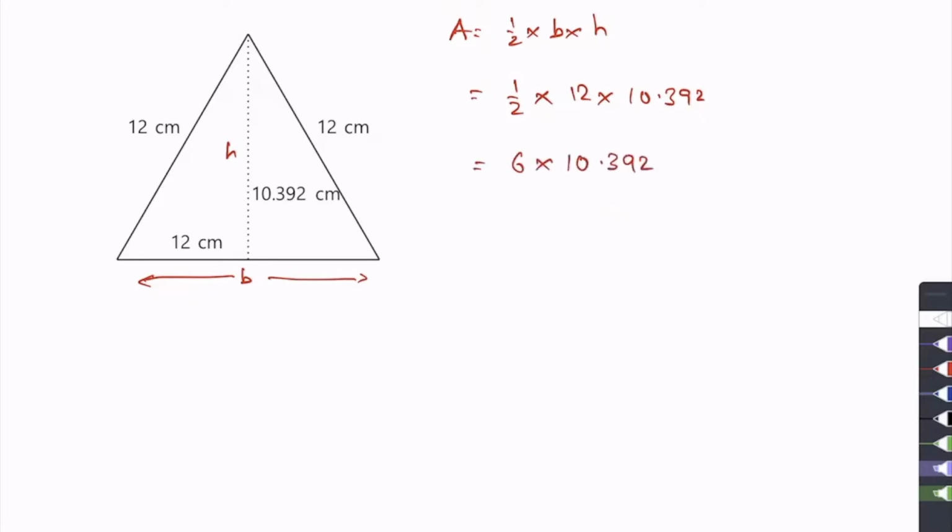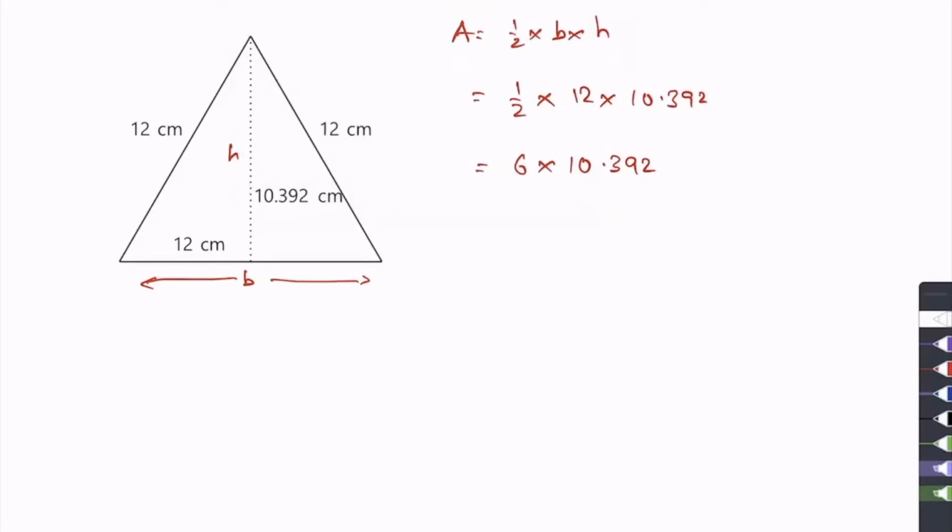10.392. Now we need to work out that decimal multiplication. Now, if you're on a calculator paper, yeah, you can go ahead and use a calculator. But if you have to do that using column multiplication, we need to be aware how to work with decimals in a column multiplication setting. So let's have a look at the working out there. Now let's work out 6 times 10.392.